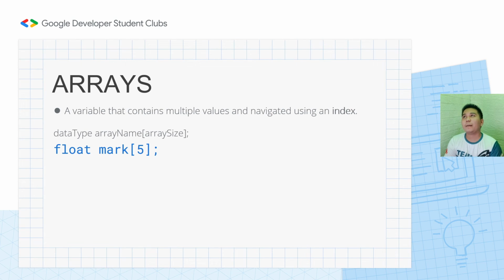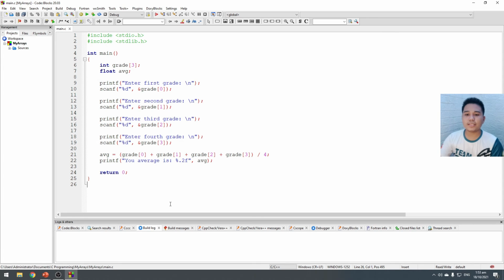So it's more like, if a data type can only hold one value, an array can contain multiple values, no? And it is navigated using an index. So you only call it once, but it holds many values inside. That's an array. So okay, this is an example of an array, no?